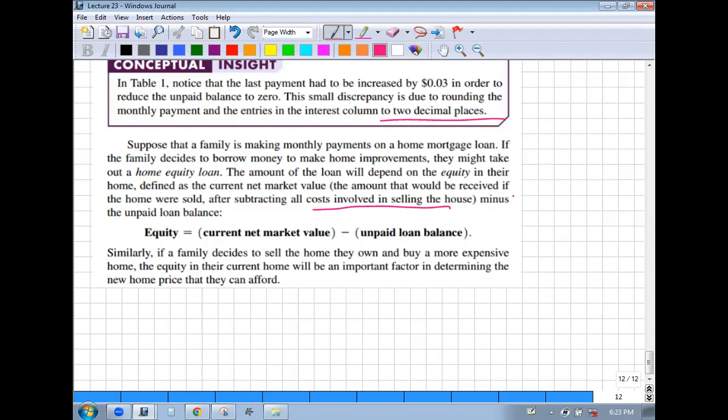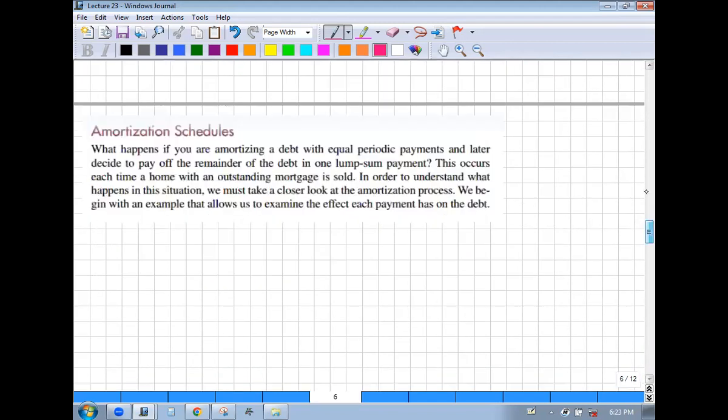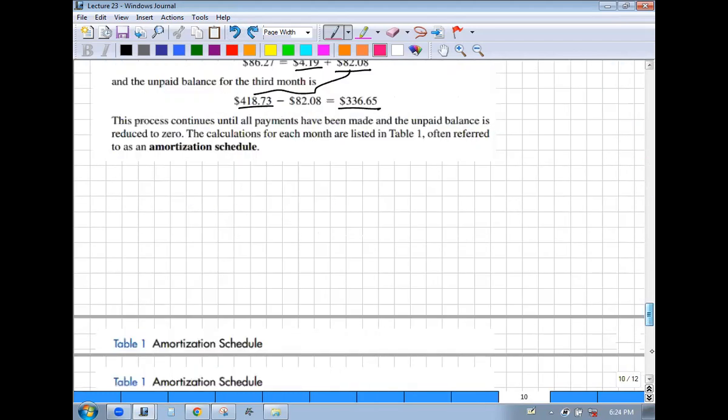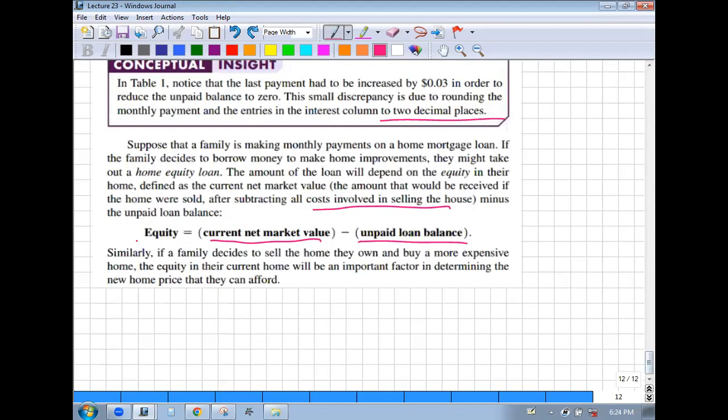Talk about a task. All right, minus the unpaid loan balance. So equity is current net value minus unpaid loan balance. So this makes sense. That's why we need to know this stuff for our quiz, right? Let's say we've paid on our house for 10 years, and then we want to sell it. We need to figure out what it's worth on the market, and then subtract off how much the unpaid balance is in order for us to figure out our equity.